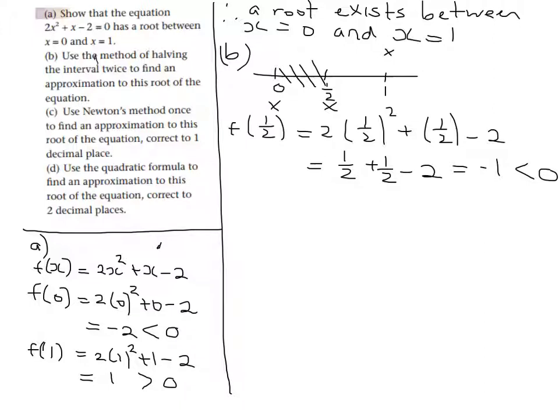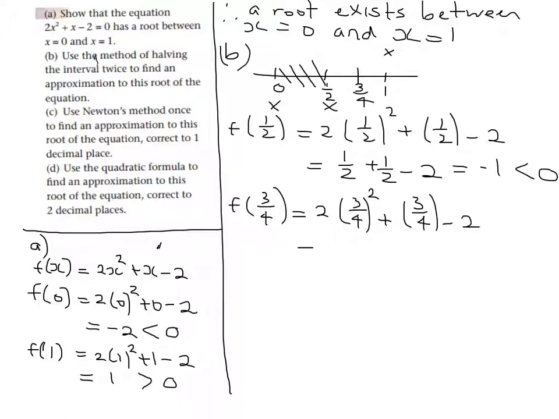Therefore we can cross out that one because they're both negative. And we know the root is somewhere between a half and 1. And they say to do it twice, so we're going to halve it again. So halfway between a half and 1 is 3/4, 0.75. So we'll sub in 3/4. I find it easier to work with fractions than decimals. But if you want to put it on the calculator and do it as a decimal, you can. But I think it's easier to do it like this.